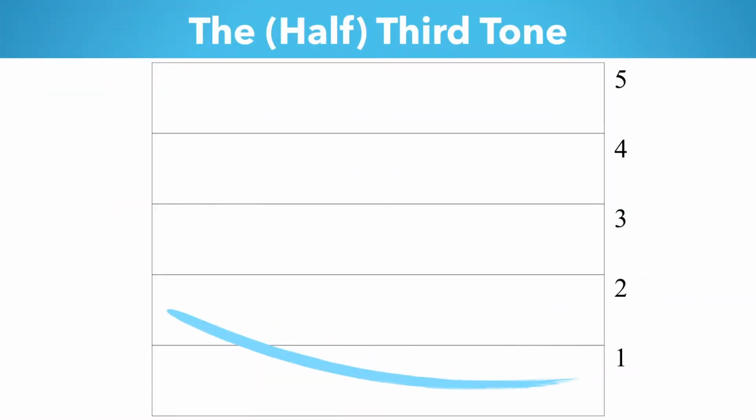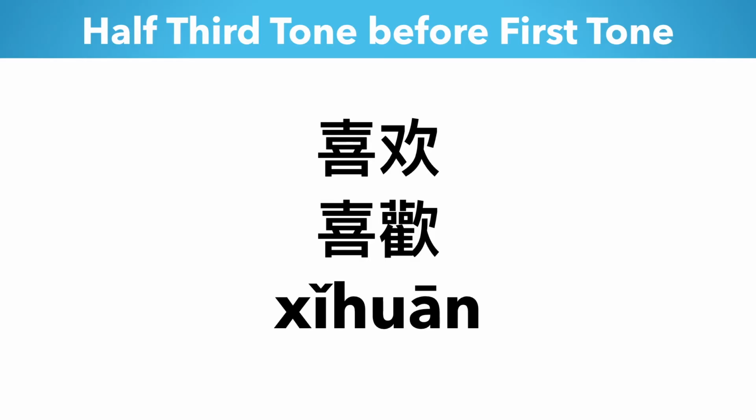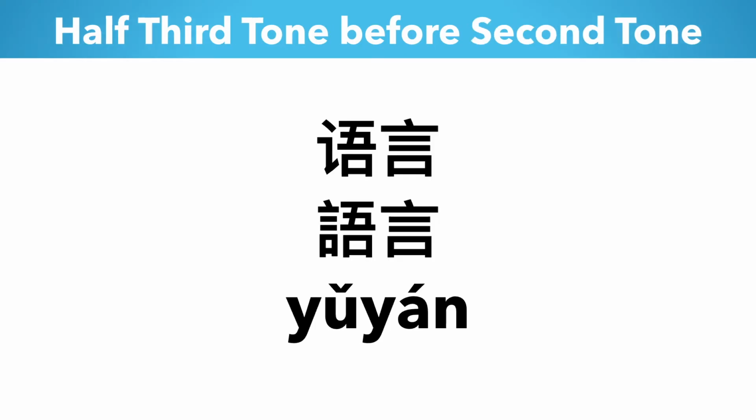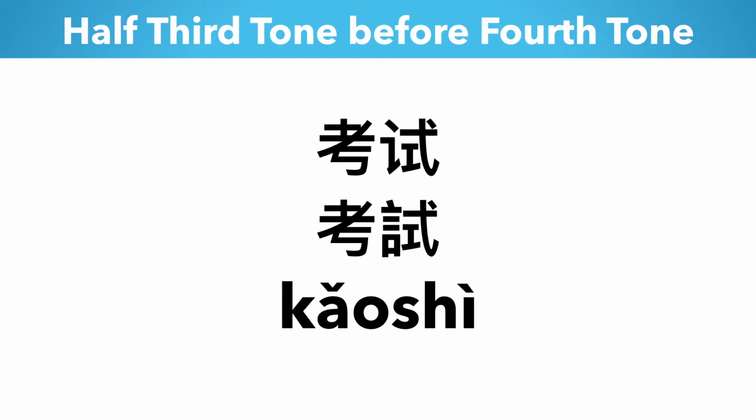The half-third tone starts low and dips down, but doesn't rise back up the way the full canonical third tone does. Let's listen to a few examples of a third tone followed by a first, second, or fourth tone syllable. 喜, 喜欢. 鱼, 语言. 考, 考试.